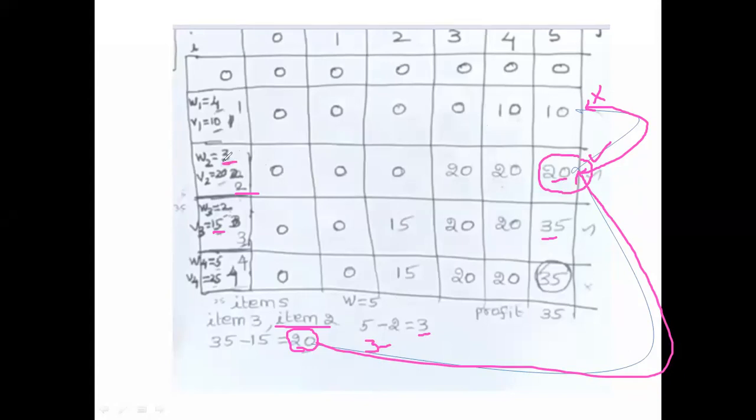So this 3 you must write here. 3 minus 3 equal to 0. Okay, this 3 is the previous weight 3. Now we have found the weight of item 2, that is 3. So 3 minus 3, 0.